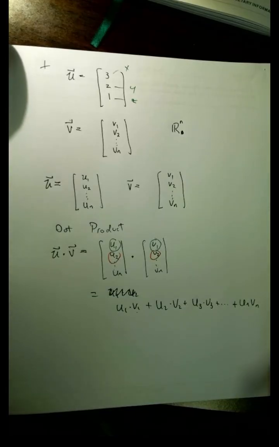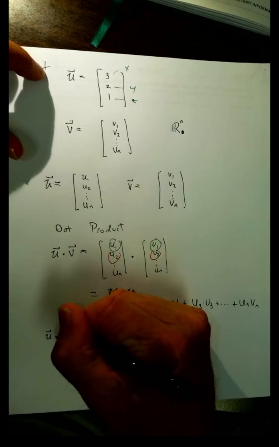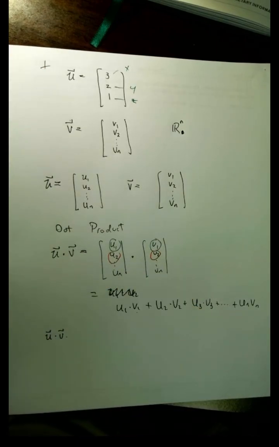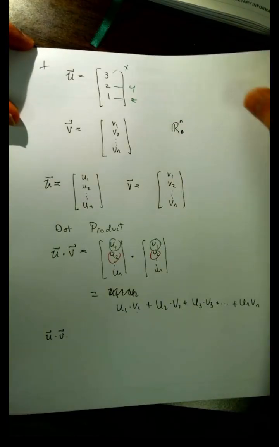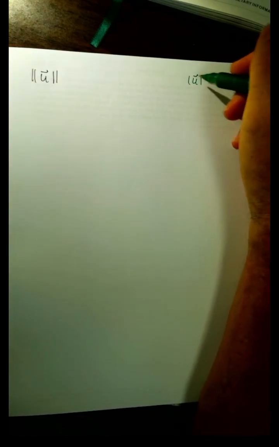vn. What's important about this is that u dot v has an important geometric interpretation. In particular, we're going to need another idea. If we have a vector u, we want to talk about the length of the vector, and we're going to denote the length of the vector in this form. Be careful, this is a little different in the physics department. In the physics department, they would use this notation. We do not use this because it gets confused with the absolute value. So we will not use this. We use the double bars.